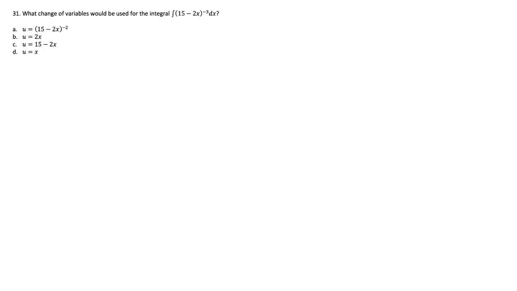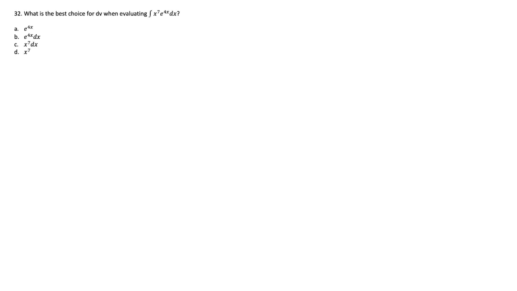What change of variables would be used for the integral of 15 minus 2x to the -3rd dx? We always use the innermost function, which in this case is 15 minus 2x.